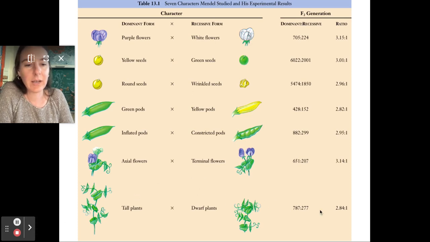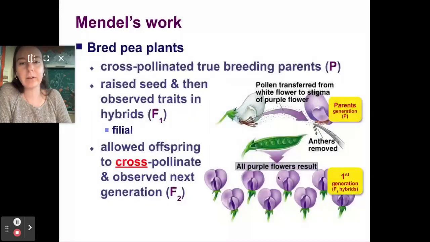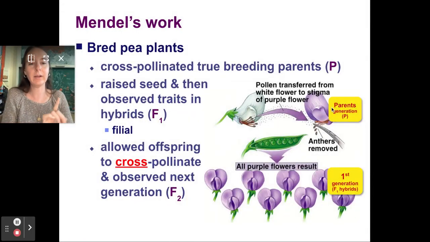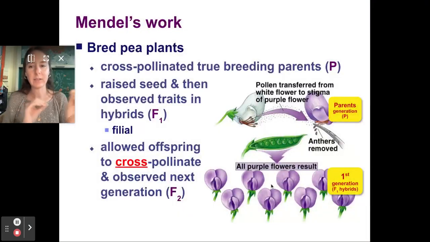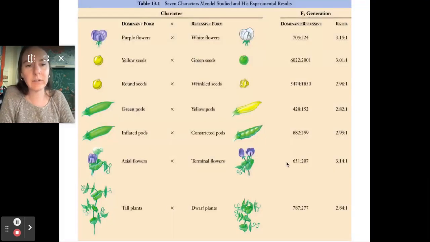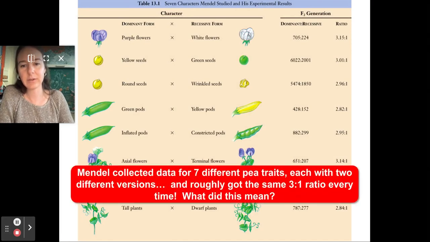You can keep going down the list and see the other traits that he was looking for in his research, and notice that every single time in the F2 generation, following the same pattern, so true breeding in the parents, then F1 are hybrids, and then the F2 is the cross-pollination of the F1 generation, he always found a ratio of 3-1. Okay, so he did this for, again, 7 different traits.